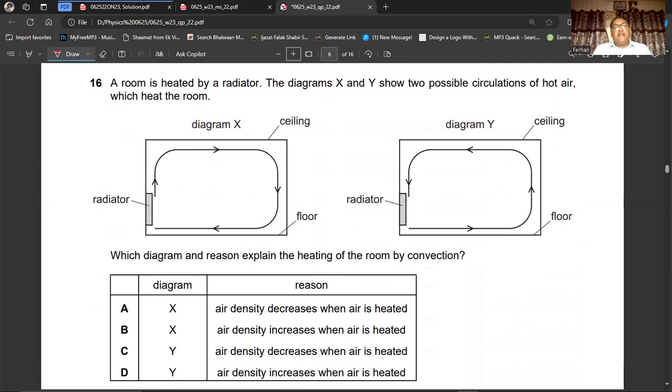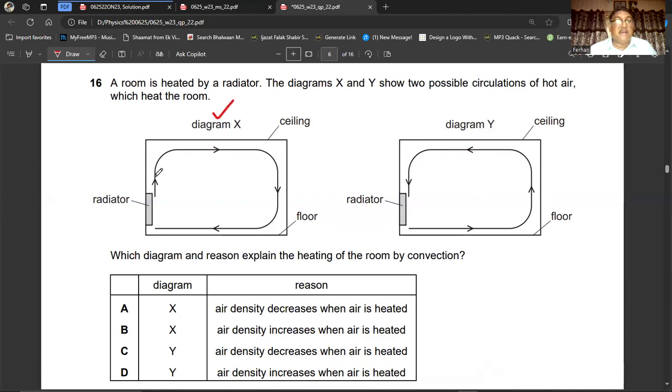In diagram X, you can see we have a radiator. The air is rising from here, and from the other side of the room, it's going down. In diagram Y, the air is going like this and rising, and from here it is coming down. Which diagram and reason explains the heating of the room by convection? So the best diagram is this one.